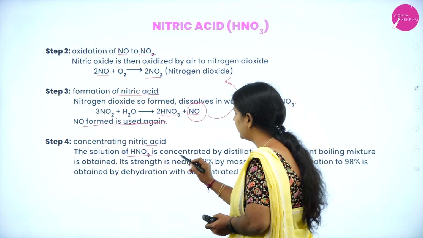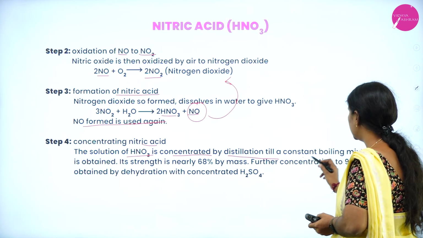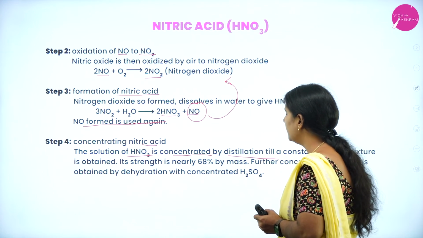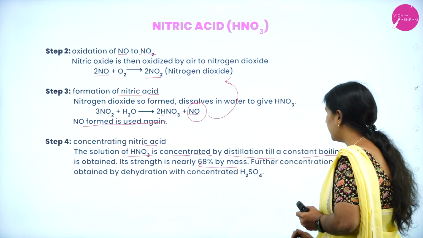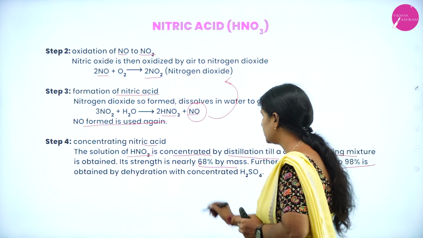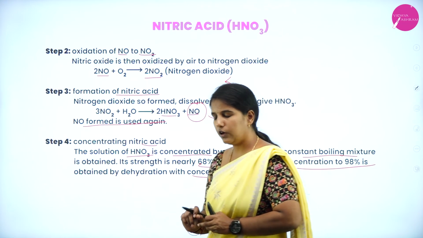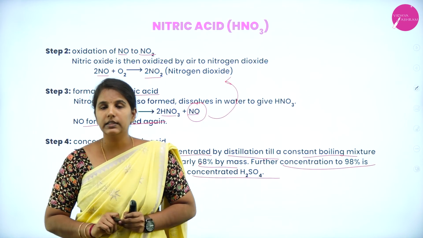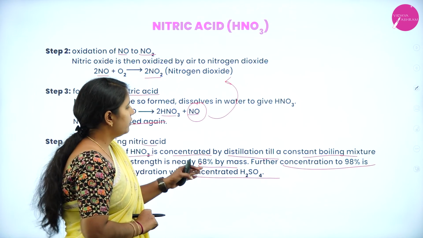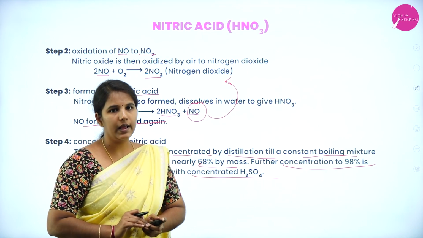After that, we do the concentration work with the nitric acid. The solution of nitric acid is concentrated by distillation till a constant boiling mixture is obtained, and this strength is nearly 68% by mass. Further concentration up to 98% is obtained by dehydration with concentrated sulfuric acid. This is how the laboratory preparation of nitric acid by Ostwald process is done, and there is no need to write the concentration step. Up to step 3 you have to write for the exam.